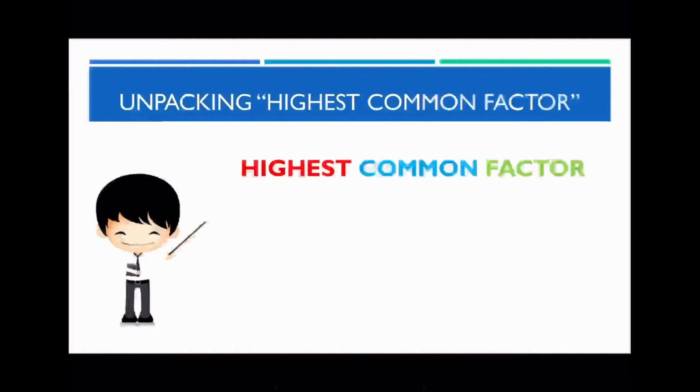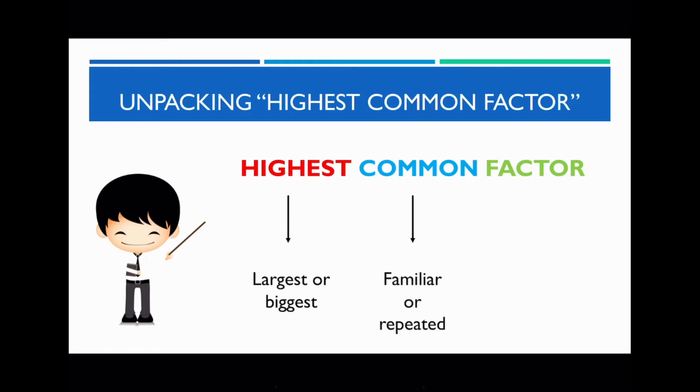So first, let's unpack what the term highest common factor means. Well, the word highest essentially means the largest or the biggest value. So that's what highest means in the mathematical sense. The word common means either very familiar or repeated. So when something is in common, it's because both things actually have it. So that's familiar or repeated in this case.